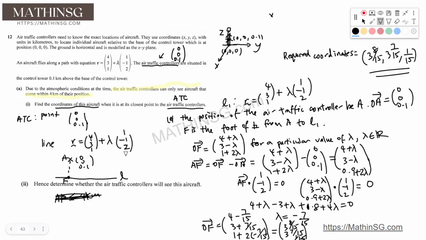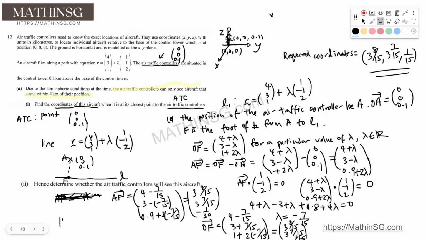So let's do it. Let's find AF. So AF is this equation, 4 plus lambda, and we know that lambda is -7/15. Use your calculator to evaluate these three values here. You'll get 3 8/15, 3 7/15, negative 1/30.